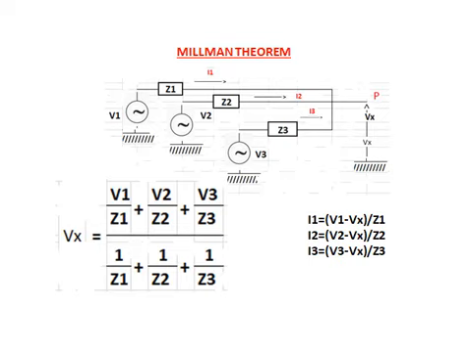I1 is equal to (V1 minus Vx) by Z1. I2 is equal to (V2 minus Vx) by Z2. I3 is equal to (V3 minus Vx) divided by Z3.